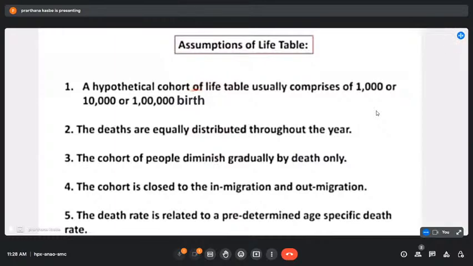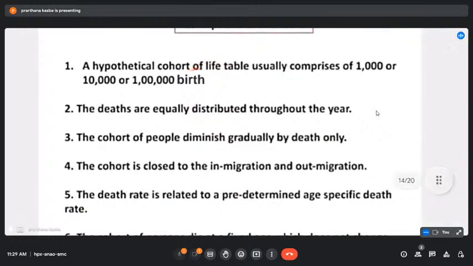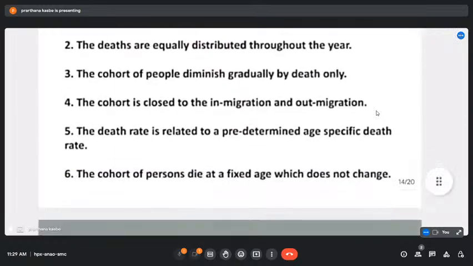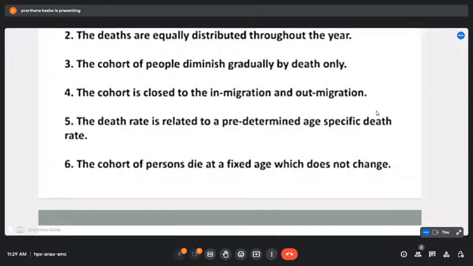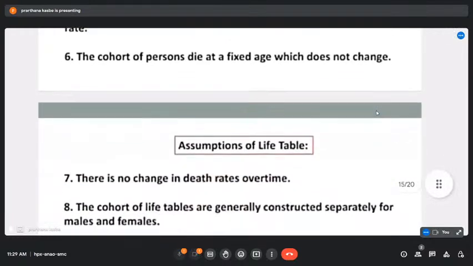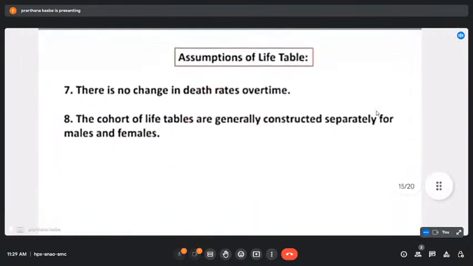A cohort is closed to in-migration and out-migration. We know that. What is the difference between the in-migration and out-migration called? That is net migration. Okay. The death rate is related to age, to determine the age-specific death rate. The cohort of persons die at a fixed age which does not change. There is no change in the death rates over time.